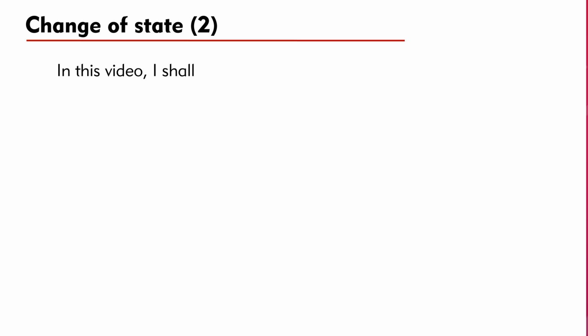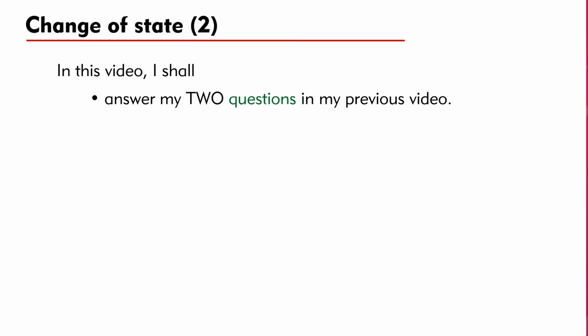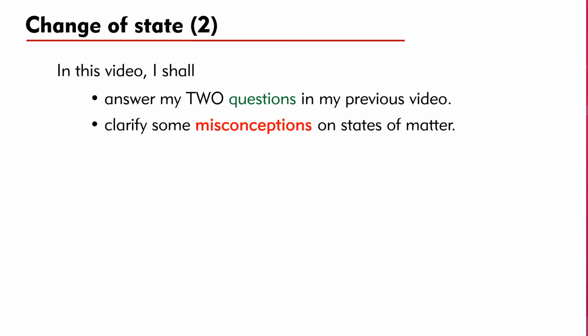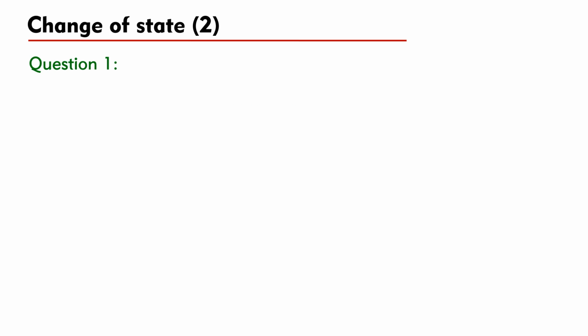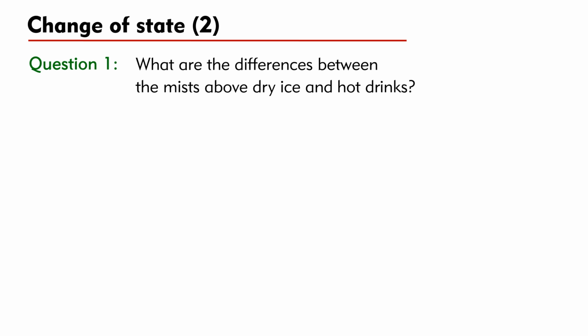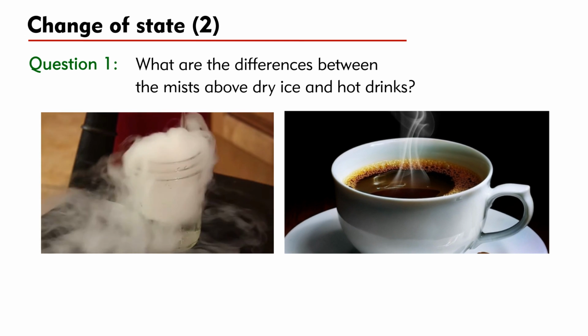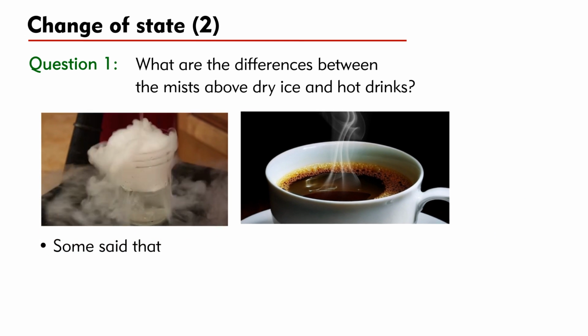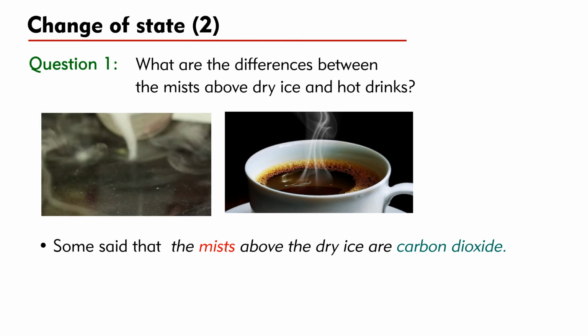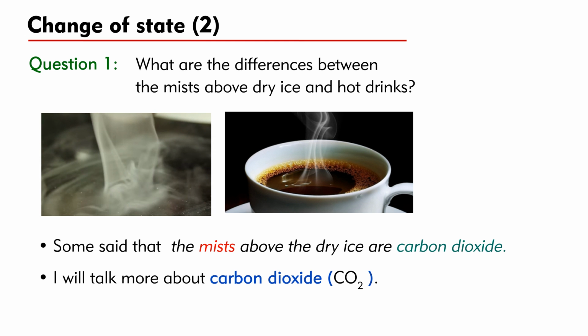In this video, I would like to give my answers to the two questions which I have asked in the previous video. At the same time, I would like to clarify some misconceptions on states of matter. My first question is, what are the differences between the mist above the dry ice and the mist above the hot drinks? I have noticed that some students said incorrectly that the mist above the dry ice is carbon dioxide. I think I need to talk more about carbon dioxide to clarify the concepts.